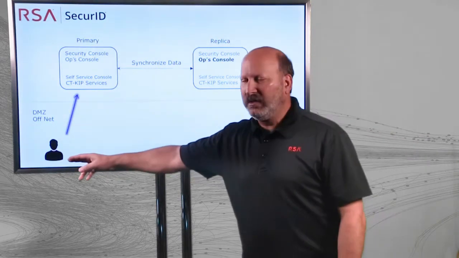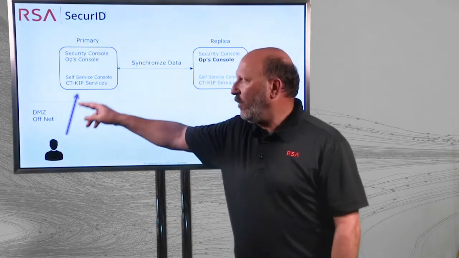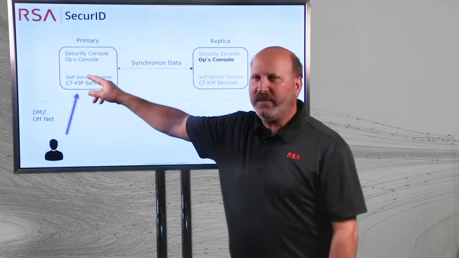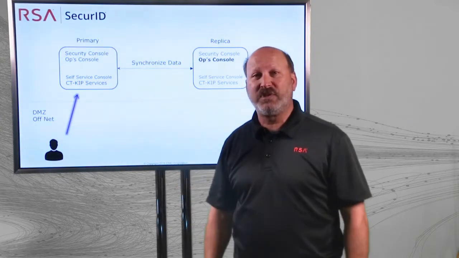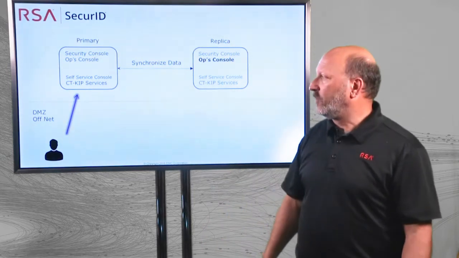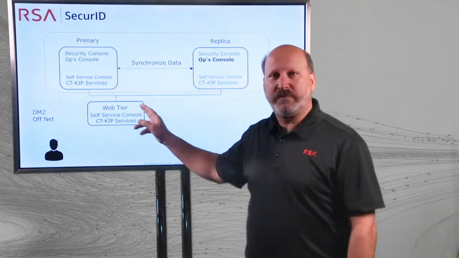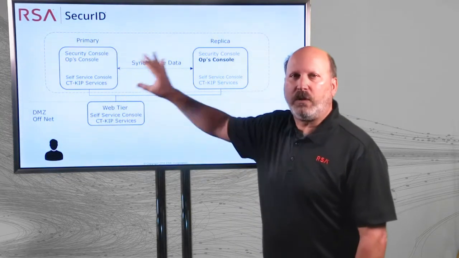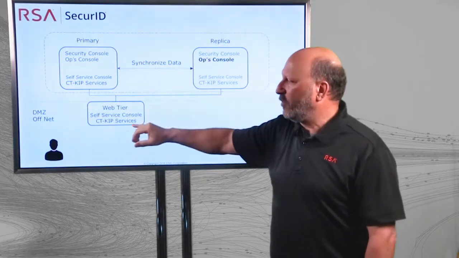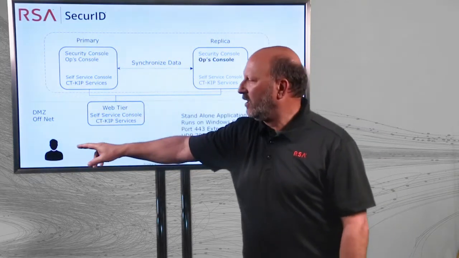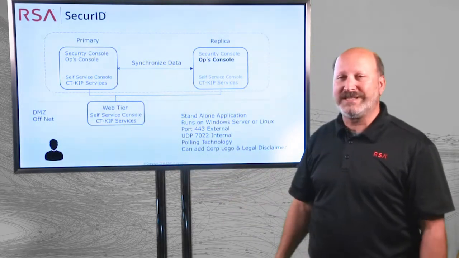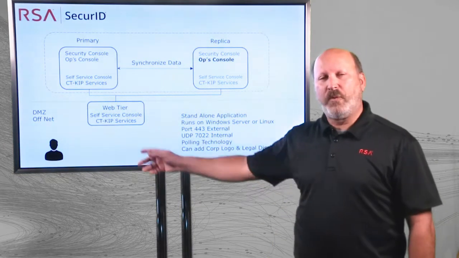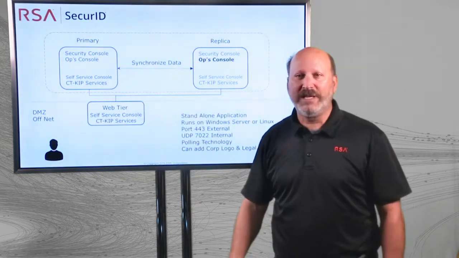So when we look at a user that's in the DMZ or off the network, and they want to leverage self-service and CT-KIT capabilities, which we'll talk about, do we really want them to have access to the keys to the kingdom, which is where everything is stored? Not really. So we provide you something called a web tier. We put a firewall around our Authentication Manager servers, and we provide access from the web tier so the user can talk to the web tier. The web tier is a standalone application that runs on either a Windows server or a Linux box. We use port 443 externally and UDP 7022 on the inside.